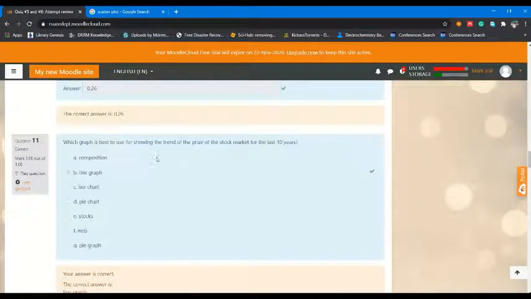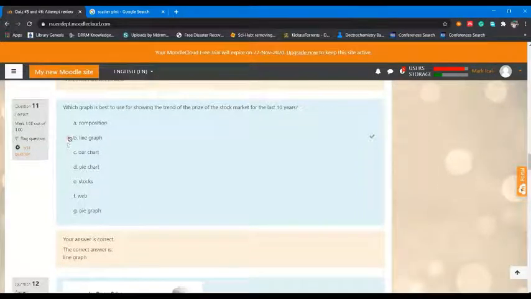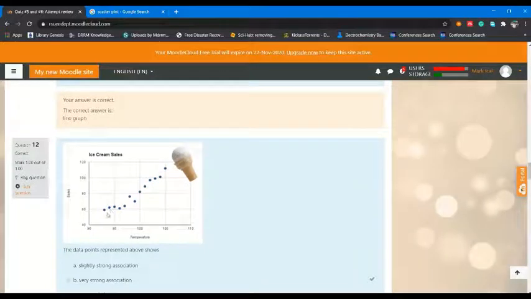So, which graph is best used for showing the trend of the price of stock market? I already gave that to you. It's a line graph. Okay, so, yeah, now this one.